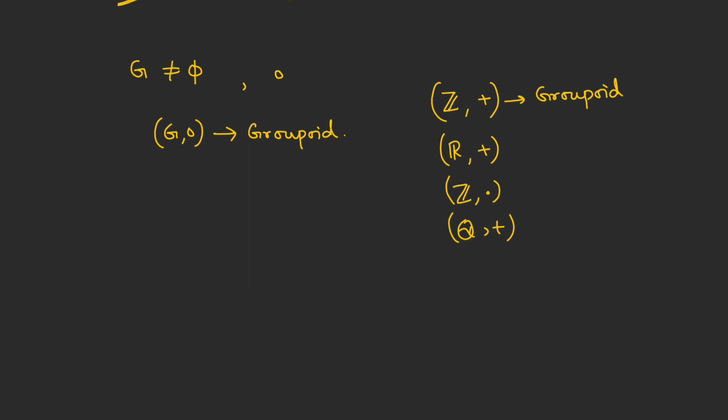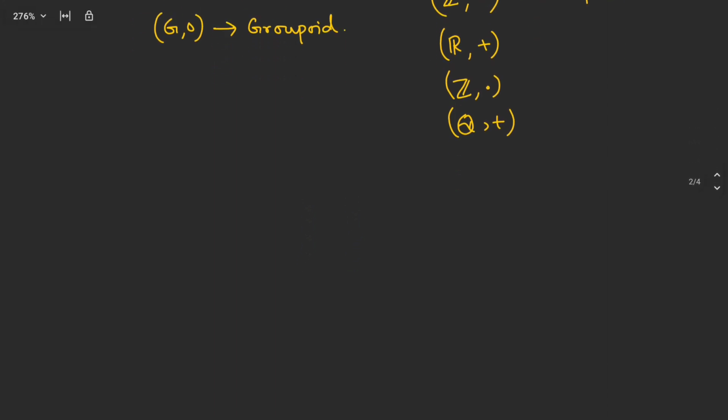Now if the binary composition which I am using is commutative, then we can say that this is a commutative groupoid. If the binary composition is associative, we say that it is an associative groupoid. Now there is a very, very important concept, which is the identity element.